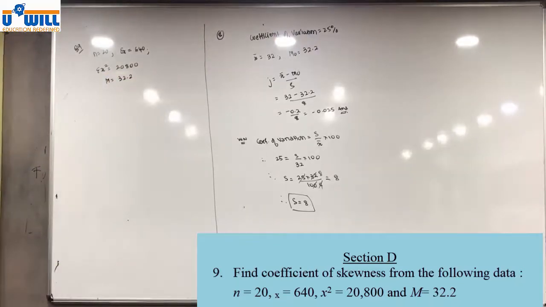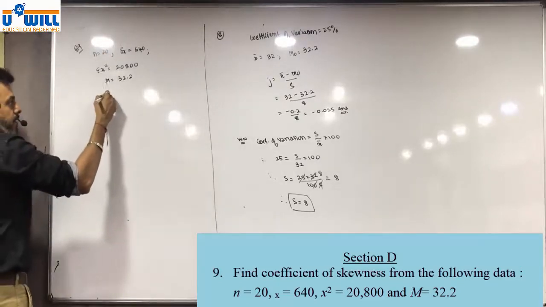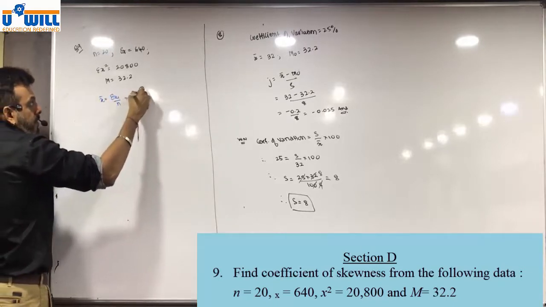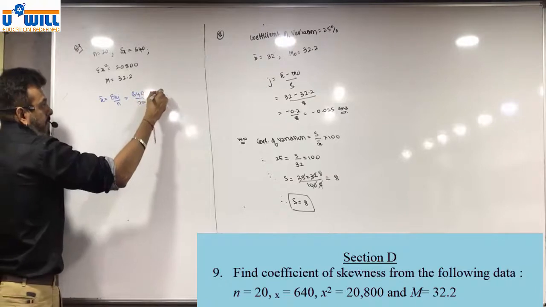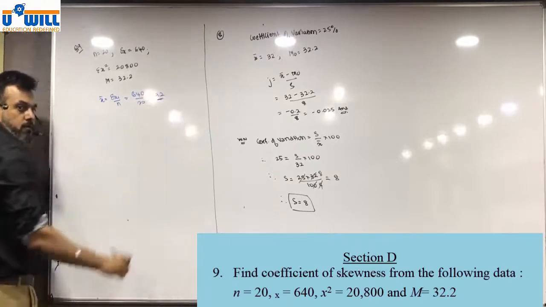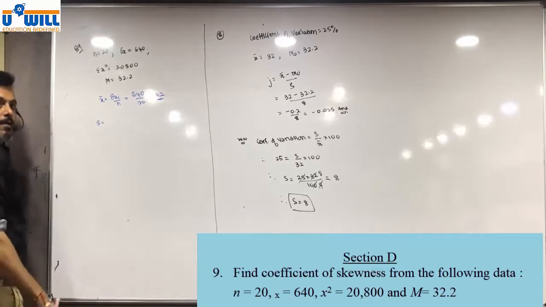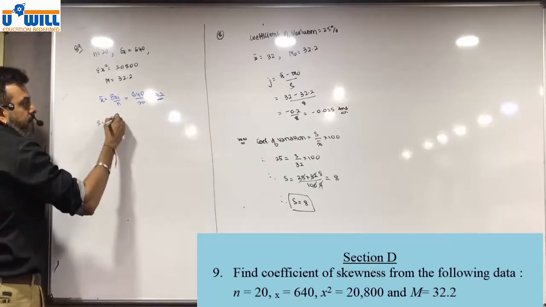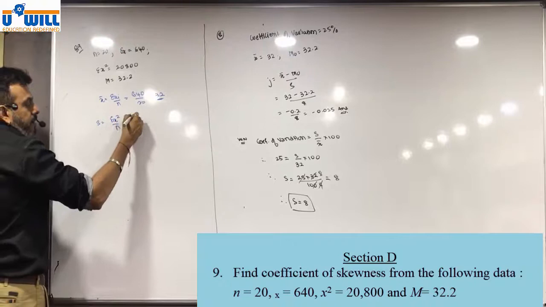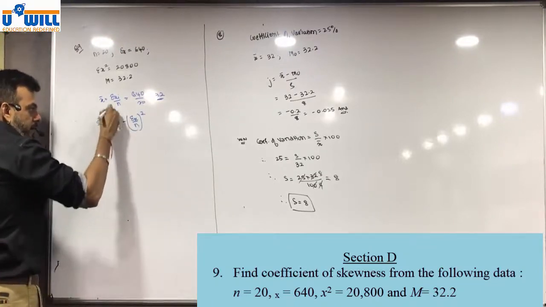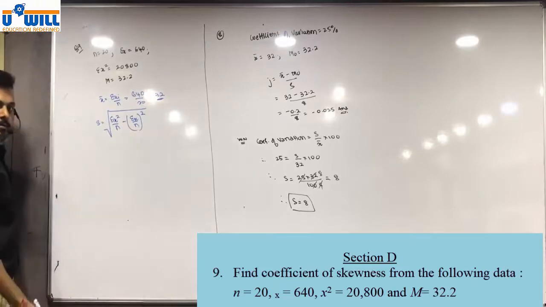Now, what can we find with the information given? We first find the mean. X bar is equal to sigma xi upon n, 640 upon 20, which is equal to 32. Then we find the standard deviation. Standard deviation is the square root of sigma x square upon n minus sigma x upon n the whole square.